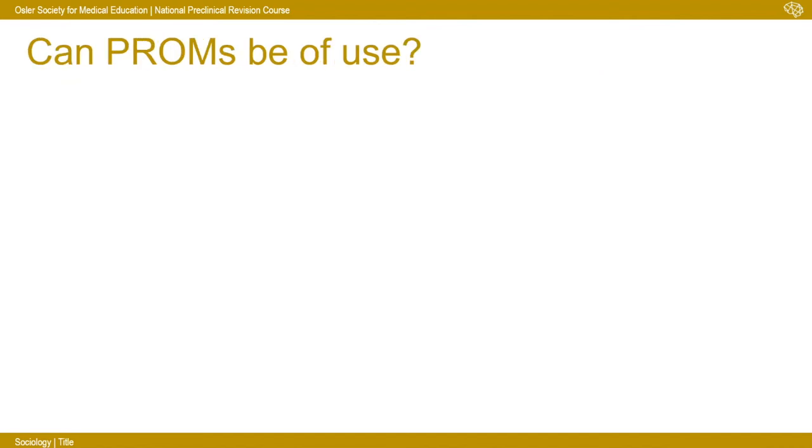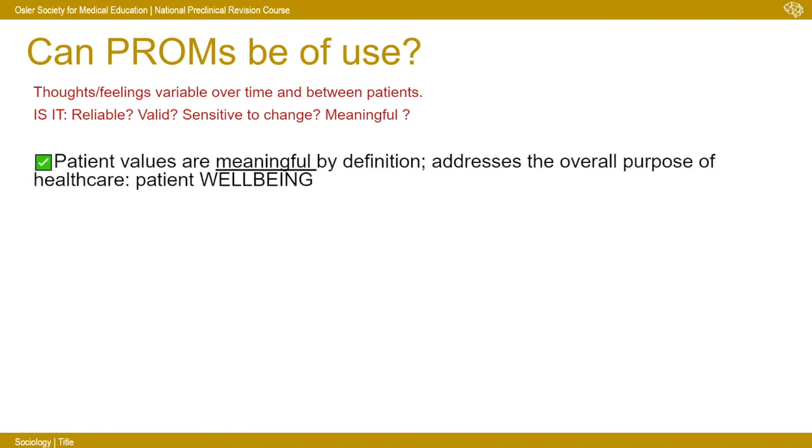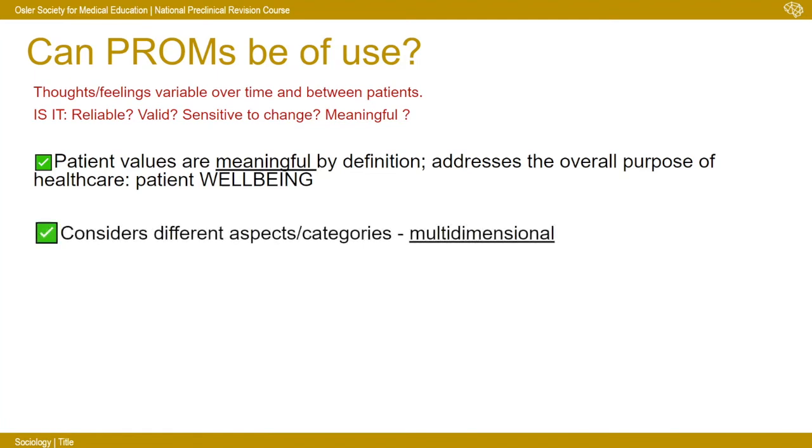Can PROMs be of use? So some people would criticize PROMs based on the fact that thoughts and feelings of patients will be variable over time and also between patients. So is it reliable, valid, sensitive to change, and meaningful? The patient values are meaningful by definition, and the PROMs address the overall purpose of healthcare, which is patient well-being, rather than just thinking about the objective, is this patient sickly and dying? It considers different aspects and categories of a patient's life, so it's multidimensional, which also contributes to this idea of it being a meaningful measure.